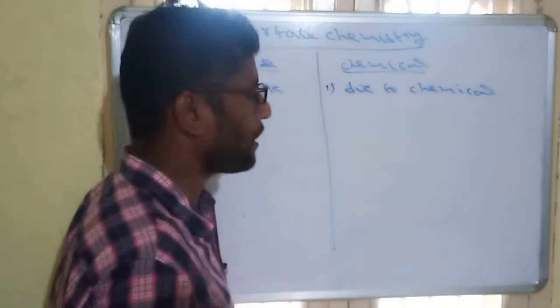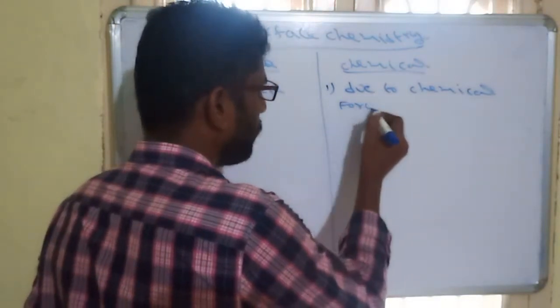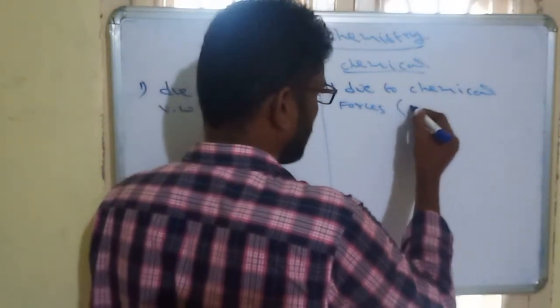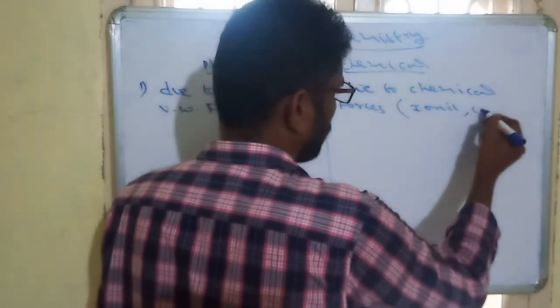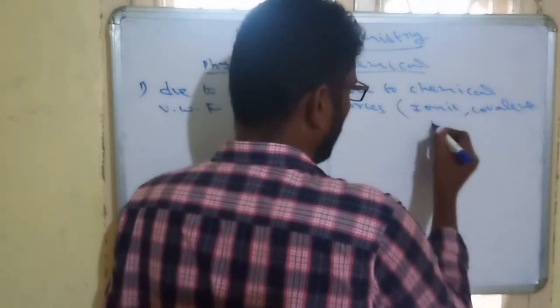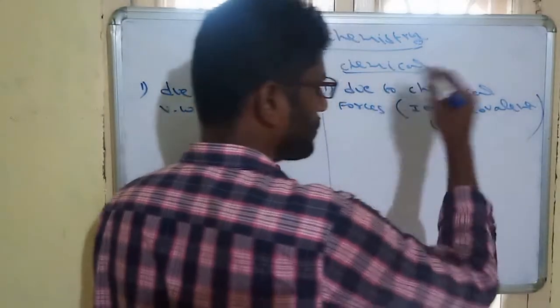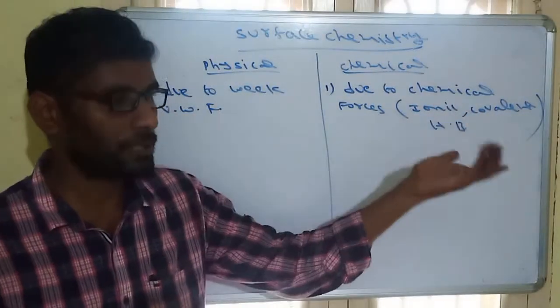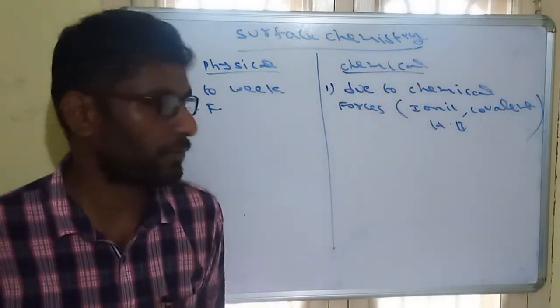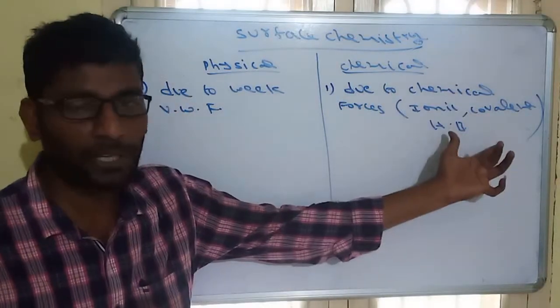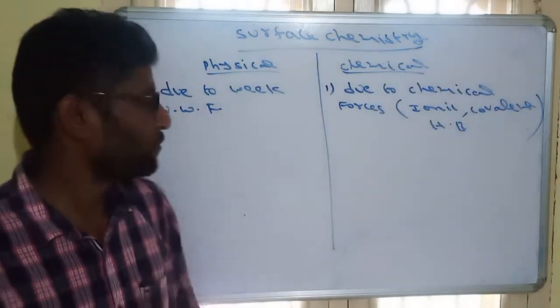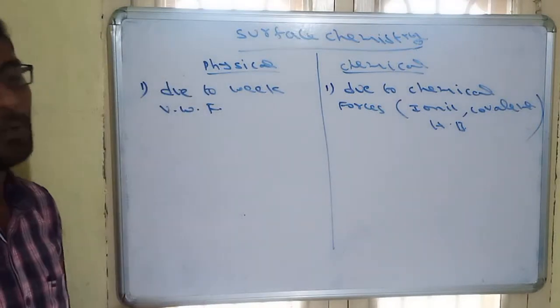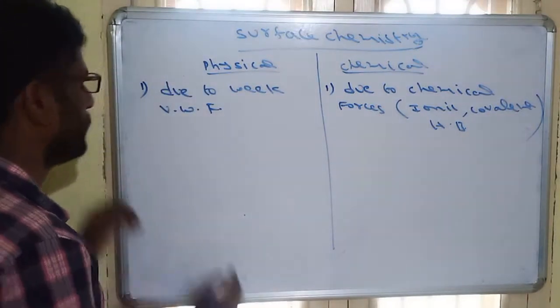This is due to chemical forces. Chemical forces means we can take ionic bond, covalent bond, hydrogen bond, etc. All these are chemical forces: ionic forces, electrostatic forces, covalent forces, hydrogen bond. So due to chemical forces, that is called chemisorption. Due to physical forces, that is called physical adsorption or physisorption.